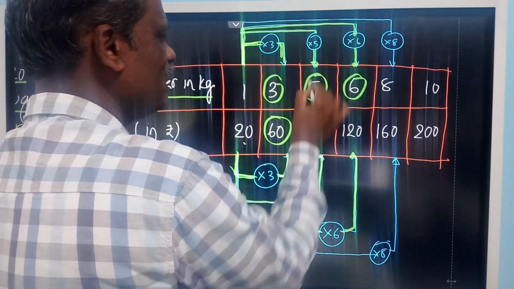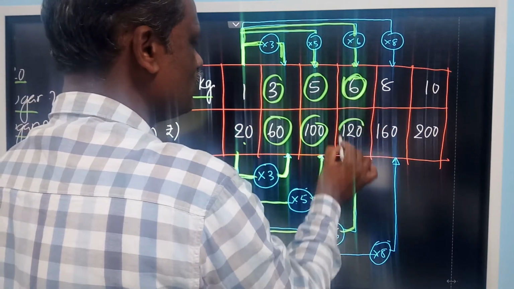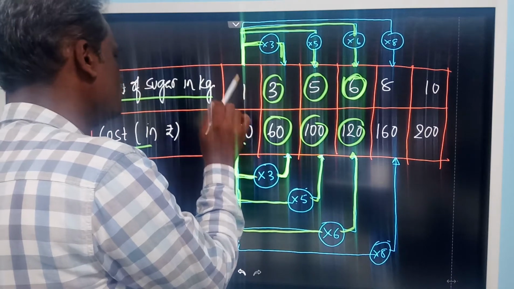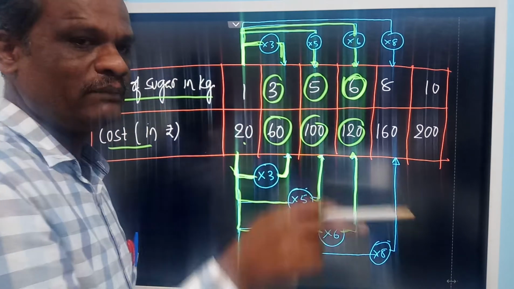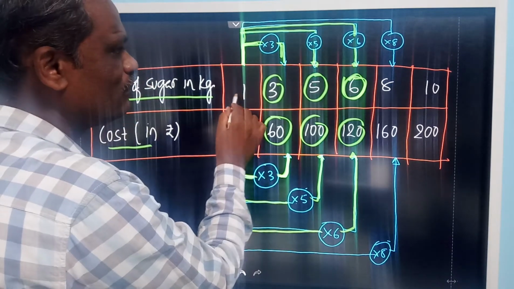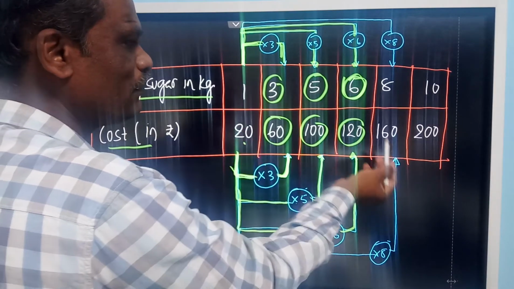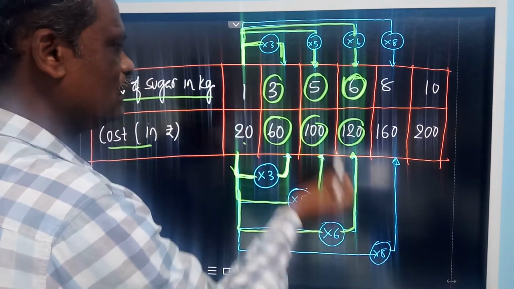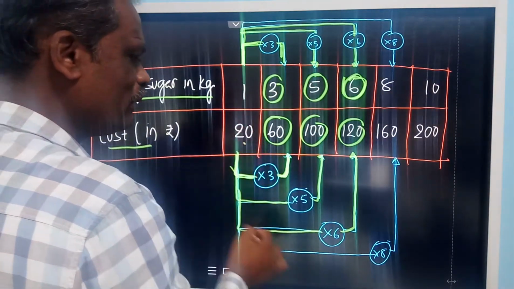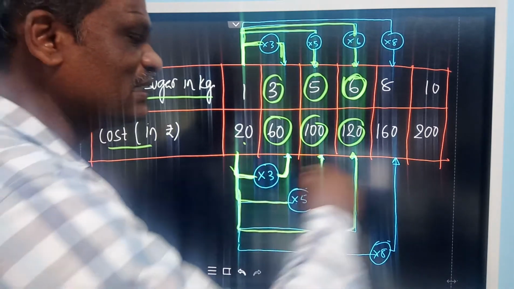See here, for 5 it is 100; 6 is multiplied by 6, so you also multiply here by 6. Whatever multiplication you are doing to weight, the same thing you do to its cost also. 1 kg multiplied by 8, then 20 rupees should be multiplied by 8 again. 1 kg multiplied by 10, then 20 rupees should be multiplied by 10 again. So same thing, it is increasing in the same order.